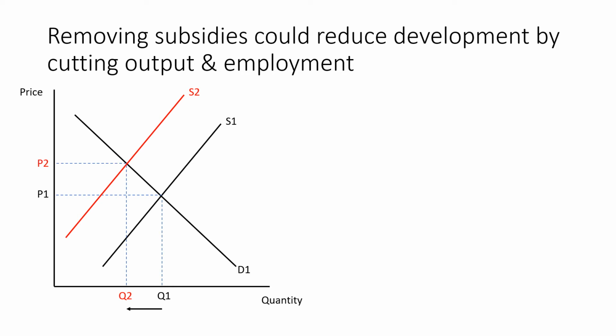Also, you would say that if output falls, firms won't need as many factors of production, including labour. So subsidies could cause a decrease in the derived demand for labour. It could lead to structural unemployment in the industries that used to receive the subsidies, and in developing countries where there might not be a welfare state, losing your job could be the number one cause of poverty.